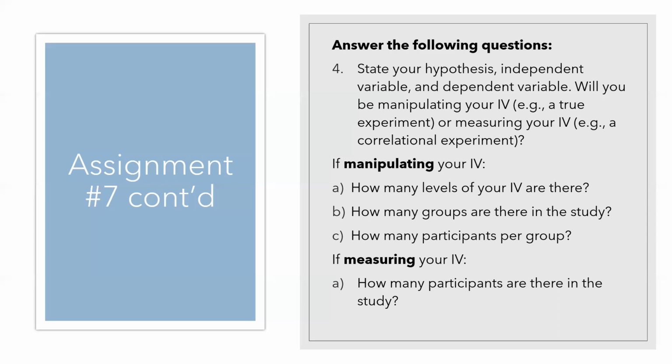And how many participants are you wanting per group? And if you are measuring your independent variable and it's a correlational study, how many participants are there in the study? Because you will typically not have groups. So again, make sure you are answering all 4 questions.